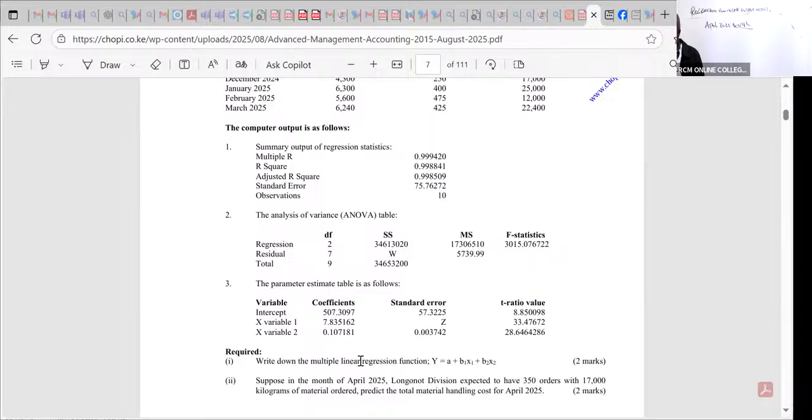So they want me to write down the multiple linear regression there: Y equals A plus B1 X1 plus B2 X2. Are you able to see the value of A in the parameters? In the parameters, I can see the intercept 507.3097, plus B1. What do we have here for B1?